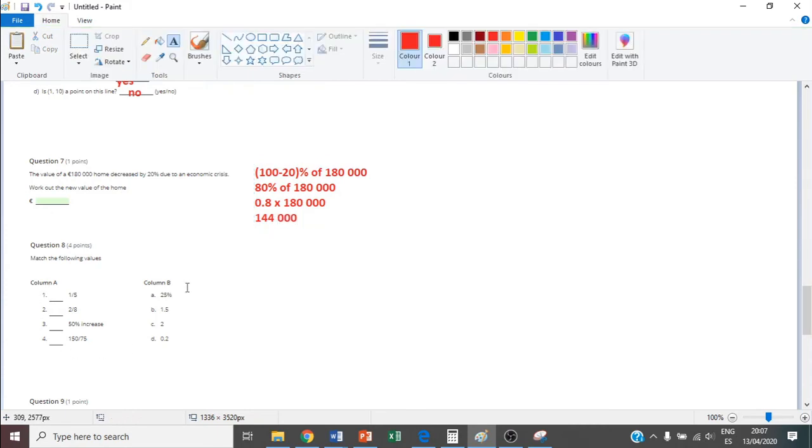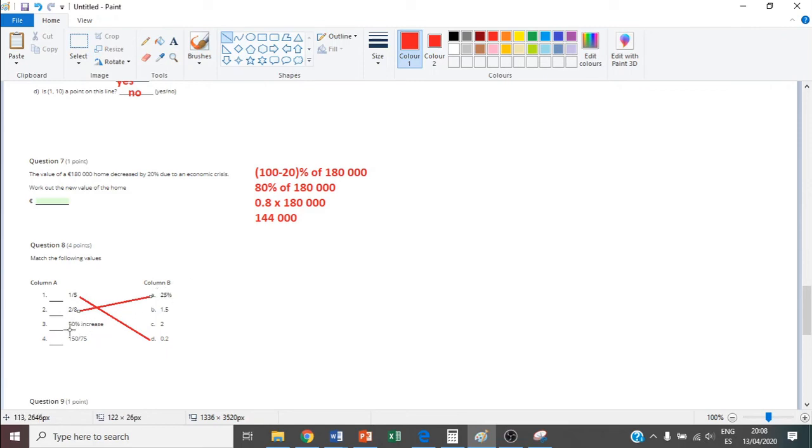Next question, question 8, went pretty well, so I'll just go through this really quickly. 1/5, if I write an equivalent fraction to that, would be the same thing as timesing the top and bottom by 2. That would be 2/10. And 2/10, as a decimal, is 0.2. Right, 2/8 could be easily simplified. Dividing top and bottom by 2 would be 1/4. And 1/4 we know is 0.25, or 25%.